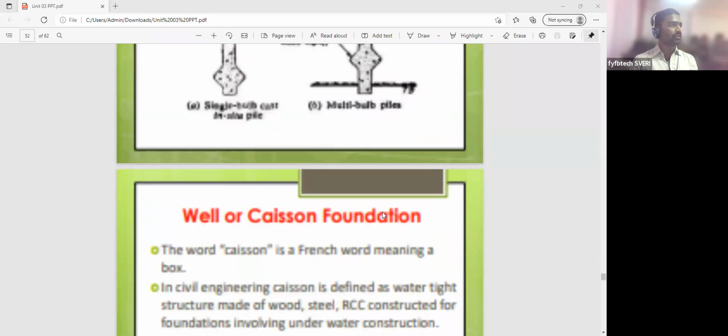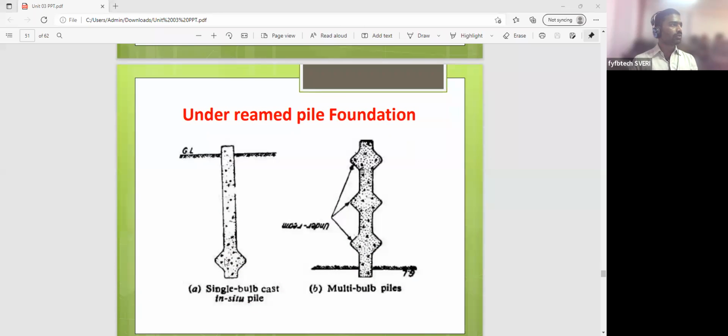Then what is this one? This is called what? Bulb. Okay, pressure bulb. This is provided in order to resist the soil compression. If it is a single bulb, then it is called a single bulb cast in situ. If there is more than one, then it is called multiple bulb piles.